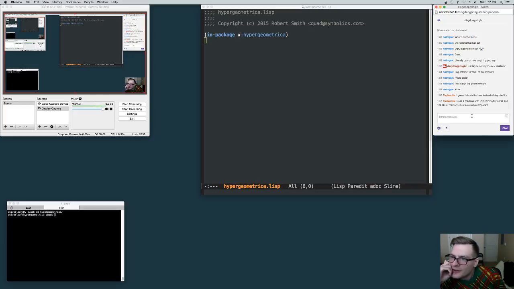Does a machine with 512 commodity cores and 132 gigabytes of memory count as a supercomputer? Yeah, in the sense that I'm talking about a supercomputer, I would say so. As long as it's a machine, I'm basically saying a supercomputer is a cluster of machines that work in unison to solve one problem.